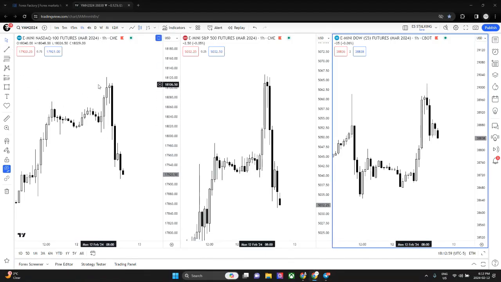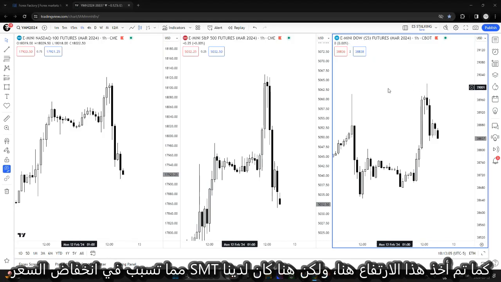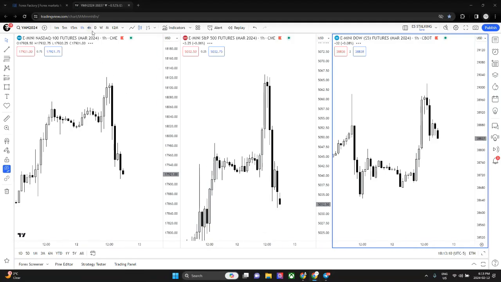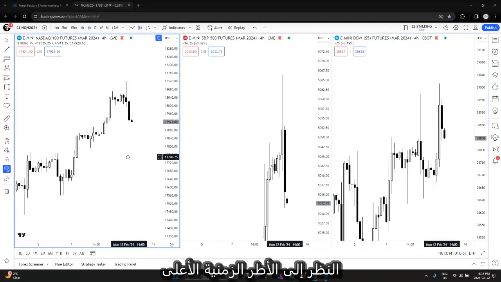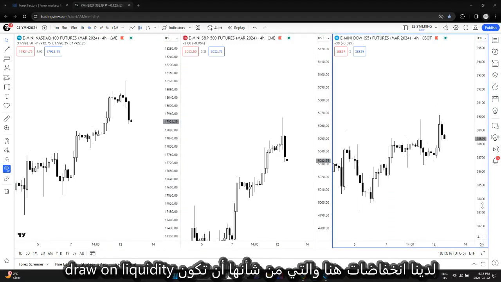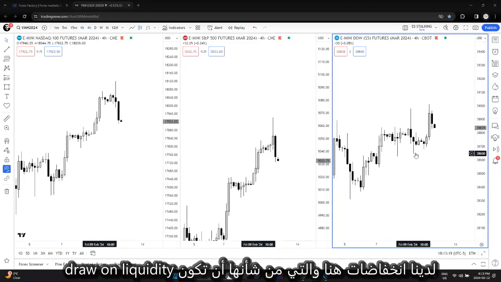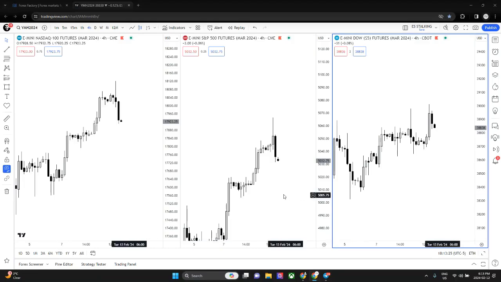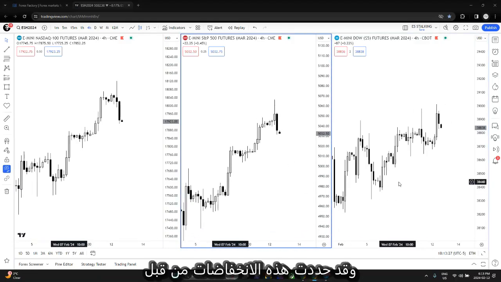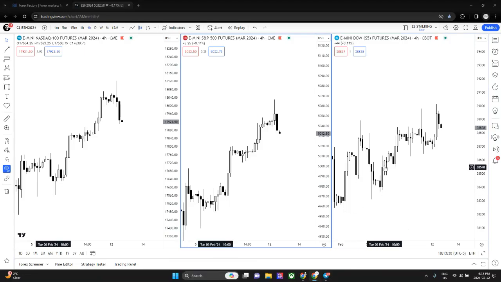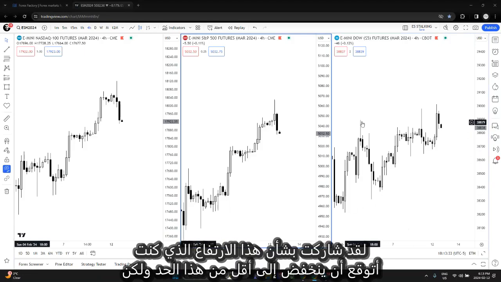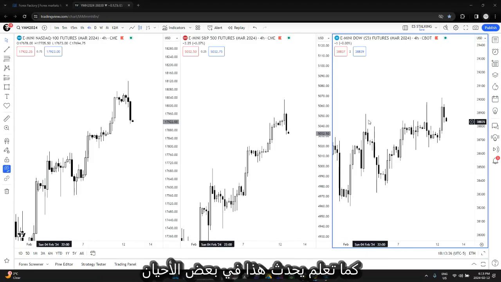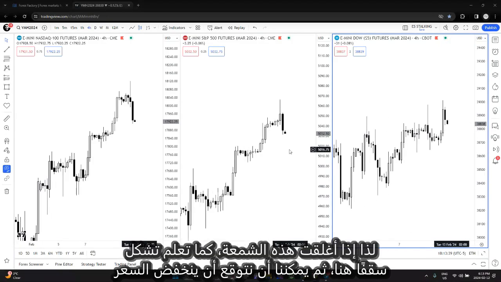So here, this high was taken out. This high was taken out. Also, this high was taken out here, but here we had SMT, which caused price to fall. Looking at the higher time frames, we have lows here, which would be a draw on liquidity. We have lows here as well. I did identify these lows before price traded above this high, which I expected to go below this low, but it happens. You're wrong sometimes.